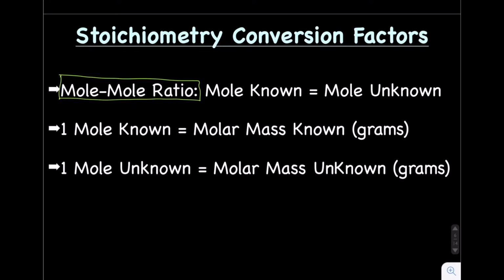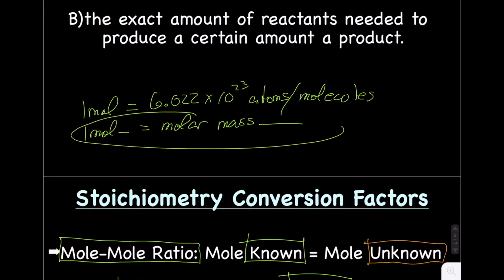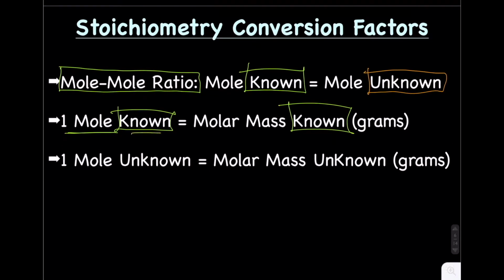And I'll explain how to get the mole-mole ratio in a little bit, but the actual equality is mole known equals mole unknown. And then the next one, and this looks very similar to one we've already used. We have 1 mole of known equals the molar mass of known in grams. So that one is just like this guy up here. 1 mole equals molar mass of something in grams. But this time I'm specifically giving you the word known.